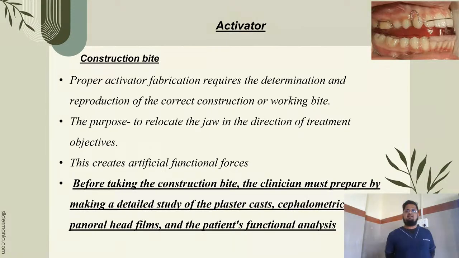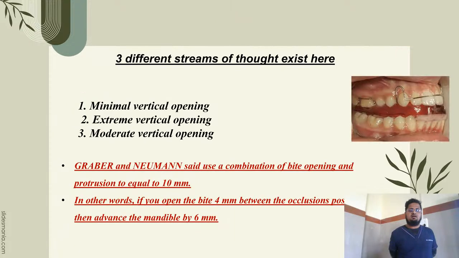Next appliance is the activator, where proper activator fabrication requires the determination and reproduction of the correct construction bite or working bite. The purpose is to relocate the jaw in the direction of the treatment objectives, and this also creates artificial functional forces that alter the form. Before taking the construction bite, the clinician must prepare by making a detailed study of the plaster cast, cephalometric and postural head films, and the patient's functional analysis in all of the cases of the appliances.